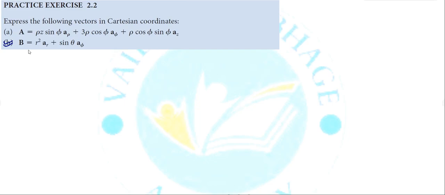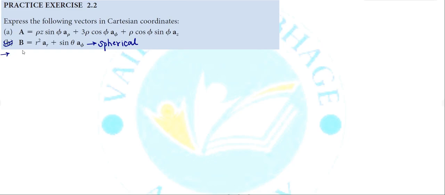If you look at vector B, it is expressed in spherical form. So we have to convert this spherical vector into its rectangular form. For that purpose, we are going to need some expressions, which I am going to write for you.